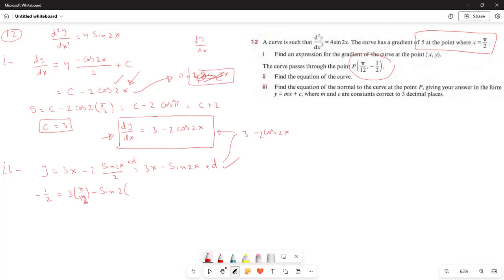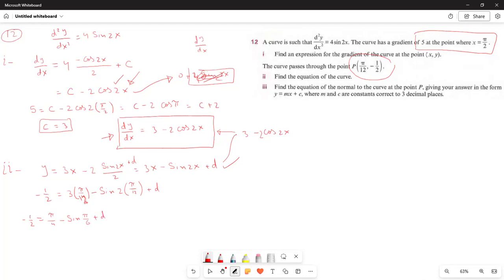And sine 2 times x, and x is again pi by 12, plus d. So let's simplify this expression. I have minus 1 by 2 here, equal, this will become pi by 4. 3 4s are 12, so this will become pi by 4. And then I have minus sine of pi by 12 times 2, which is pi by 6, pi by 6 plus d.